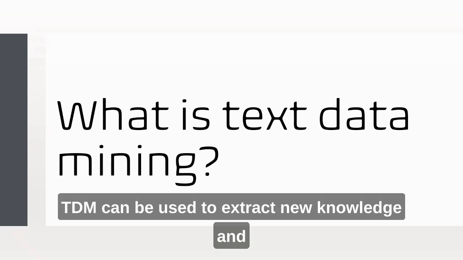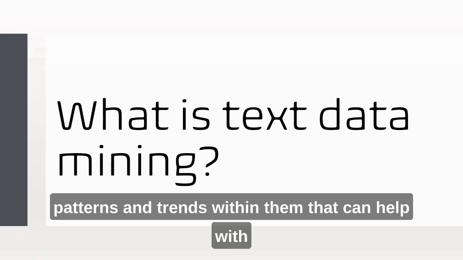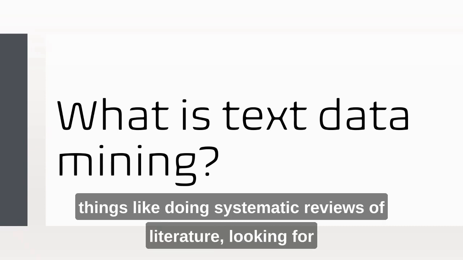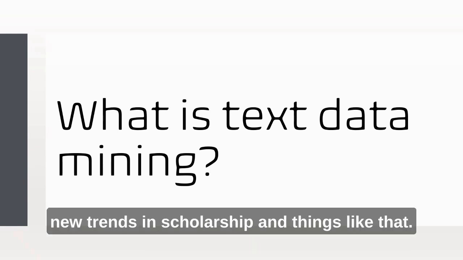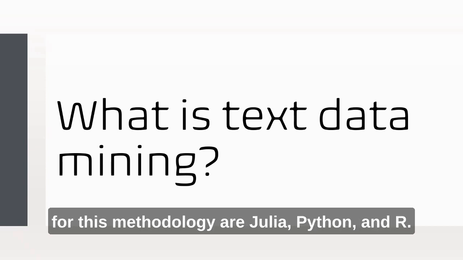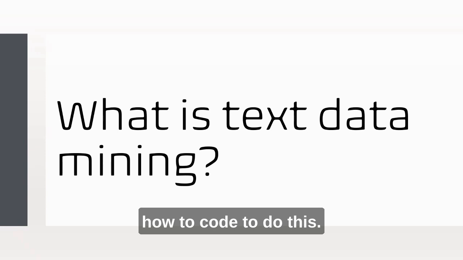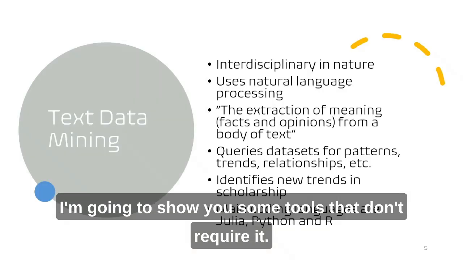TDM can be used to extract new knowledge and information from these texts, and you can look for patterns and trends within them that can help with things like doing systematic reviews of literature, looking for new trends in scholarship, and things like that. The three main coding languages for this methodology are Julia, Python, and R, but you don't actually have to know how to code to do this. And I'm going to show you some tools that don't require it.